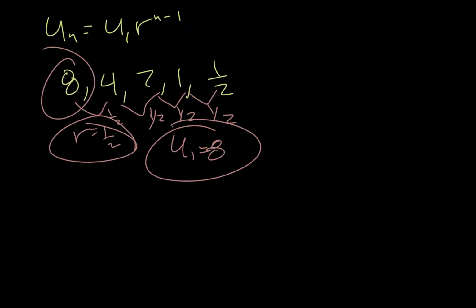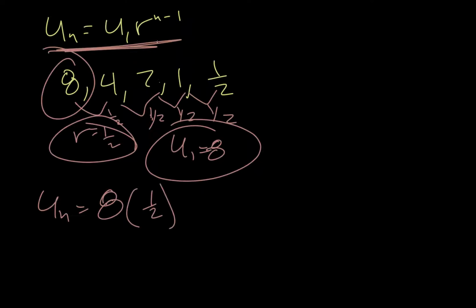Now part B, it says find the general term u_n. So we're going to use this. So we're just going to say u_n, then write down the first term, which is 8, plug in the common ratio, and then leave n minus 1, and that is essentially all we need.